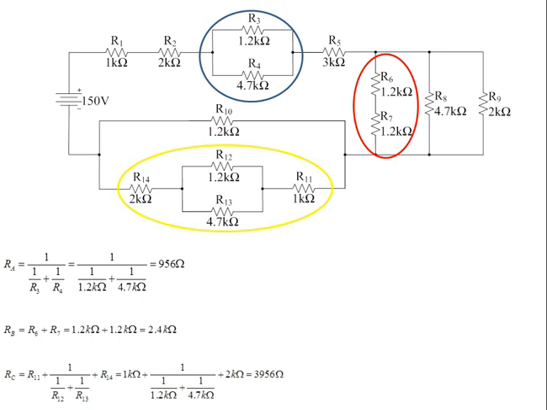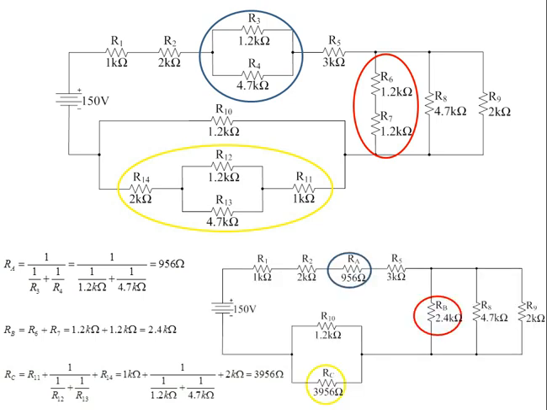The next step I'm going to take is to calculate the total resistance of this branch shown. This resistance I'm going to call RC, and it's equal to R11 plus R14 added to the resistance of R12 and R13 in parallel. This will give us a resistance of 3,956 ohms. So we can then replace the resistors highlighted with resistors RA, RB and RC, giving us the circuit shown here in the bottom right.